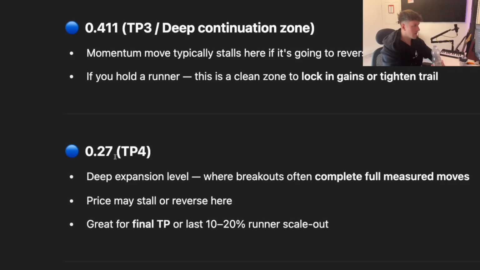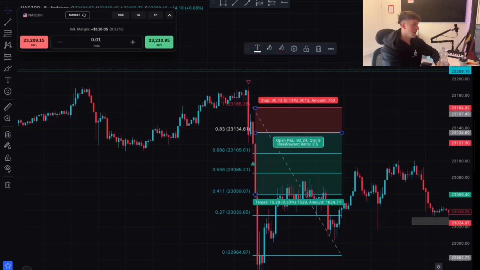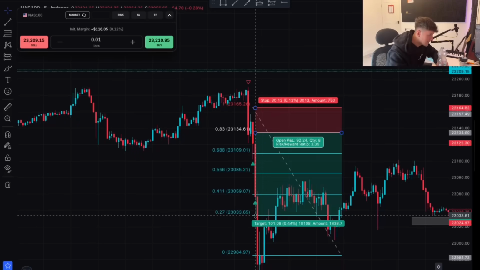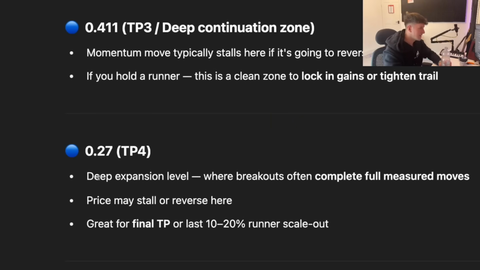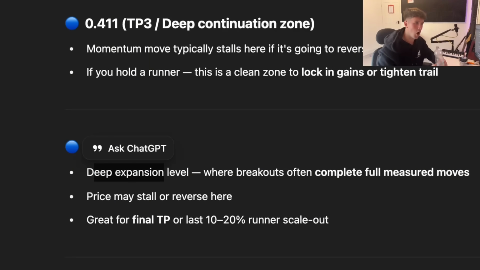Now 0.27, this is TP4. Before we get into it, what is this? TP4 is around a 3.35R. This is a deep expansion level where breakouts often complete full measured moves. Price may stall or reverse here, and it's a great final TP, or the last 10 to 20% runner can be scaled out from here.